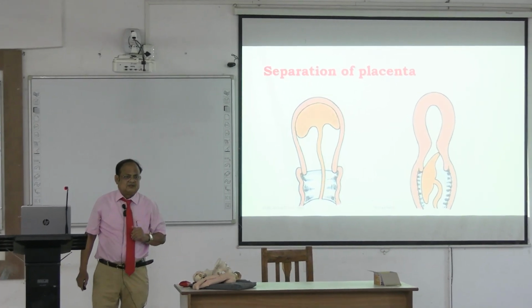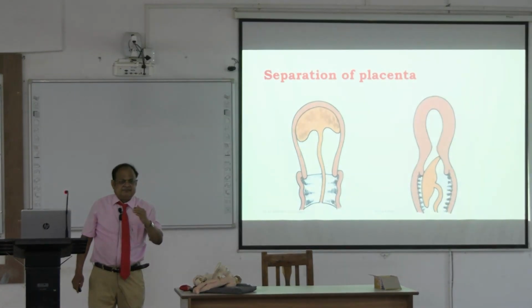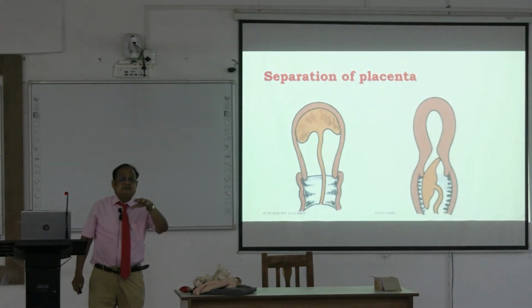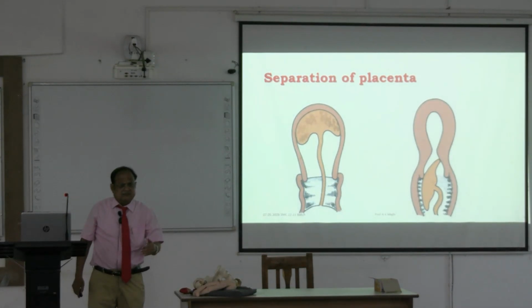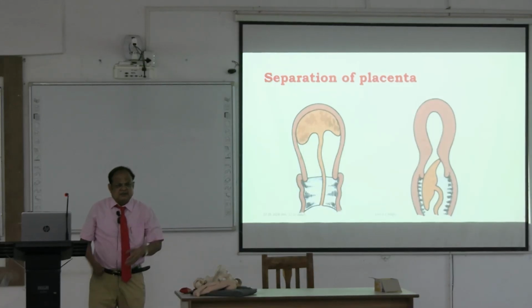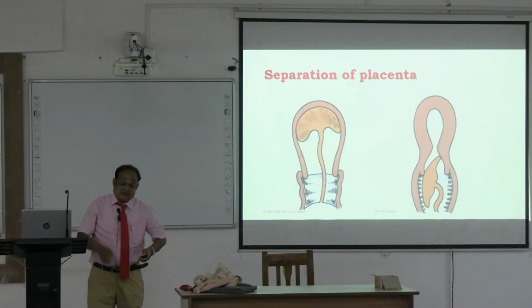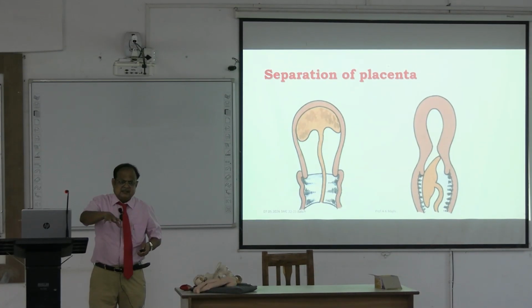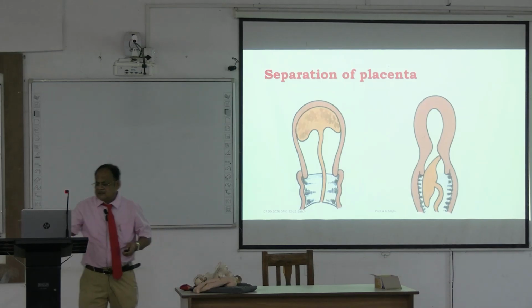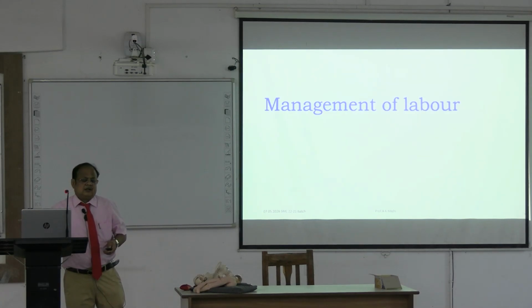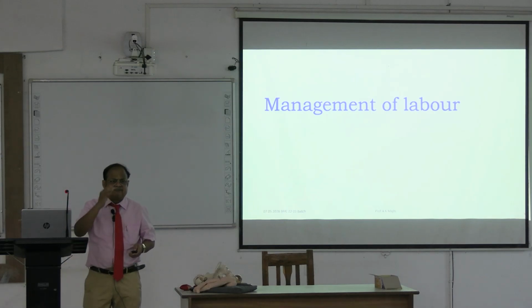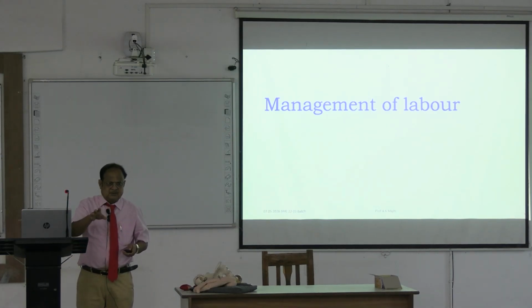This is the most important thing. During separation, there is blood behind the separation, and blood comes out of the vagina. There are two mechanisms: the central separation and the peripheral separation. There are also two names for how the separation of the placenta occurs: the Schultze method and the Matthews-Duncan method.